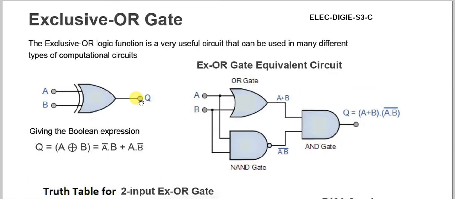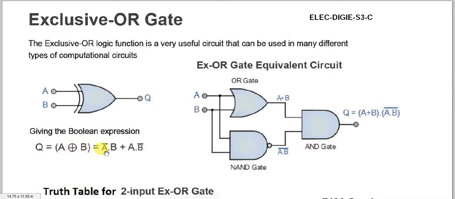Exclusive OR gate. This is the Boolean expression or the logic equation. Like an OR gate is represented as A plus B, here the exclusive OR gate is represented by A plus encircled B. Okay, so this is the exclusive OR gate. The A and B are related with the exclusive OR operation.